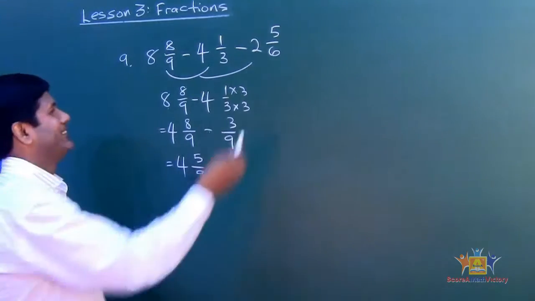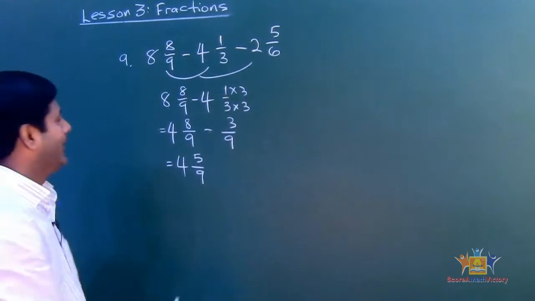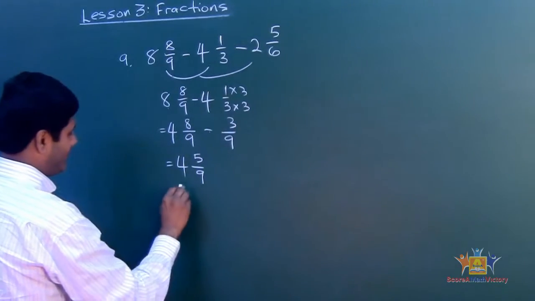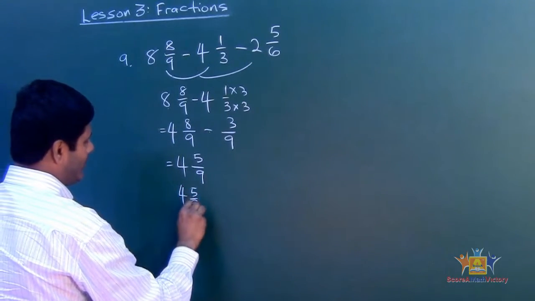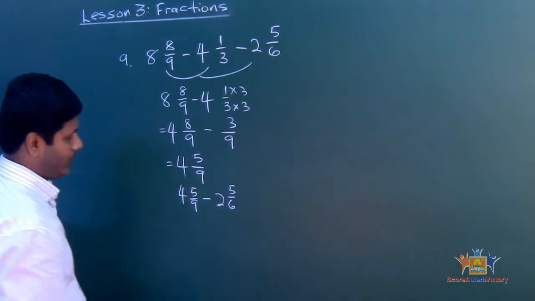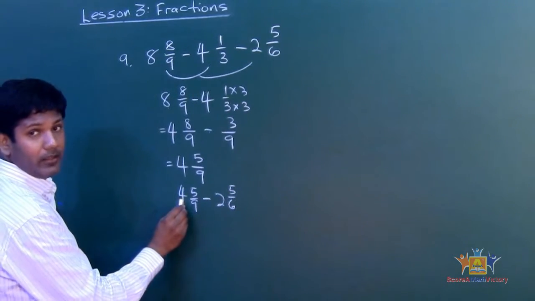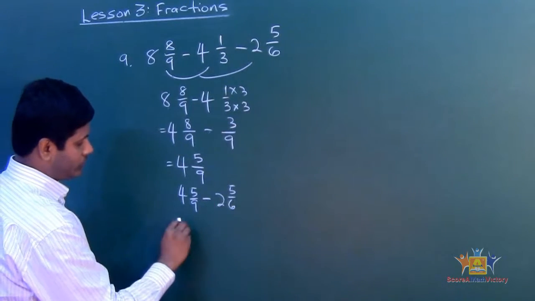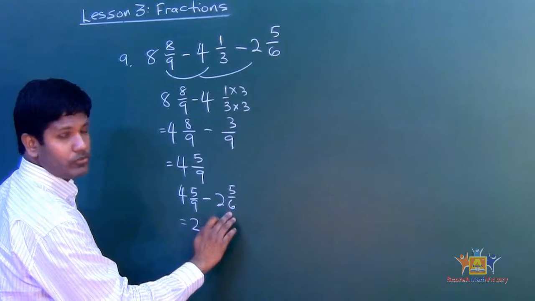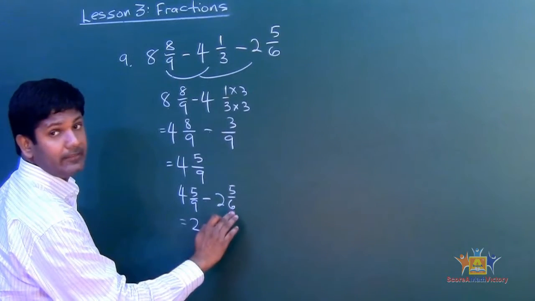Not yet, because we're going to do this one. It's only done for this pair. So now we're going to bring that one down. So we're going to put 4 5 over 9 minus 2 5 over 6. We can subtract the whole numbers. 4 minus 2 is going to be 2. Now we're going to find the common denominator, or the lowest common multiple, for 9 and 6.